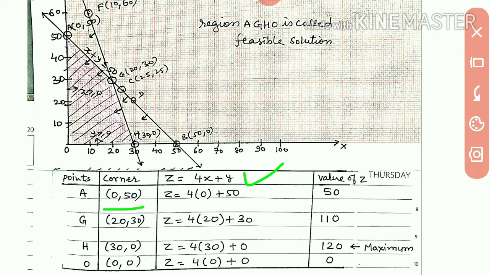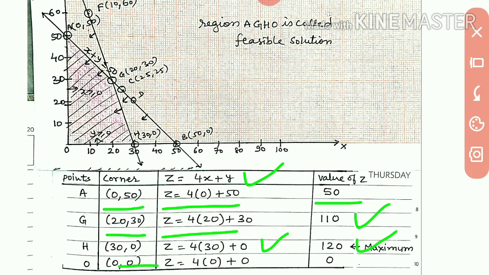So first you will put place of x 0 and place of y 50, you get the z. Z is 4 into 0 plus 50, that you get value of z is 50. Now second point is 20 and 30, so you will put in z equal to 4x plus y, place of x 20 and place of y 30, you will calculate to get value of z equal to 110. Now you find H is 30 and 0, so place of x you put 30 and place of y you put 0, so you get here the value of z is 120. Now you will put 0 0, means you get here 0.